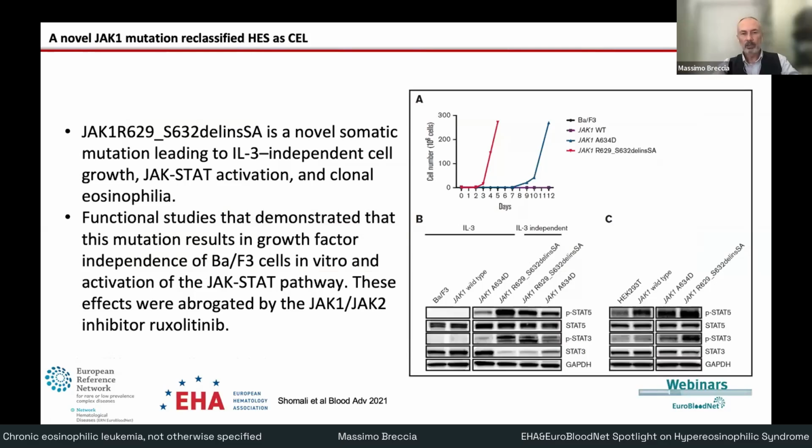Another one is a novel JAK1 mutation that was observed by Somali 3 years ago. It is again a deletion-insertion that leads to interleukin-3 independent cell growth and JAK-STAT activation. Again, it was reported that ruxolitinib may probably abrogate the possible effect of this mutation in these patients.